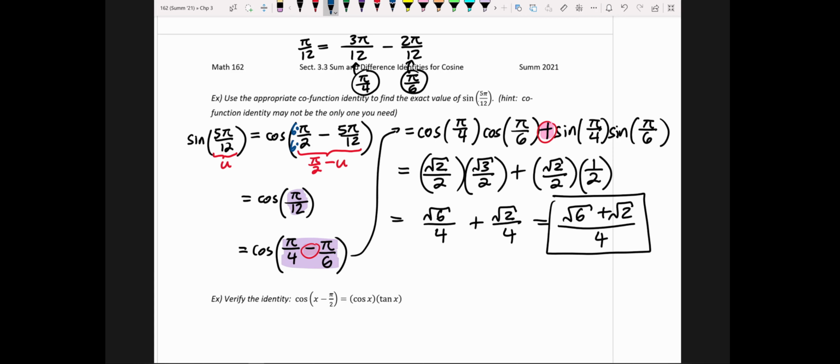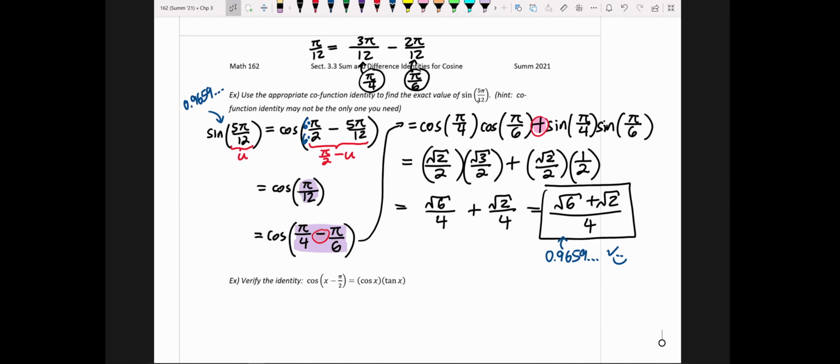And if you put the original sine of 5 pi over 12 into your calculator in radian mode, your decimal approximation should match the decimal approximation for root 6 plus root 2, all divided by 4. Use your calculator at the end to help you check your answers.